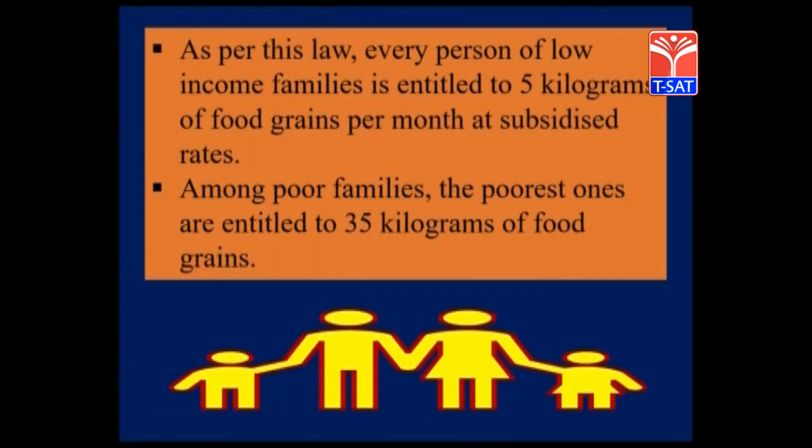It applies to approximately two-thirds of the total population of our country, India. Children, as per this law, every person of low income families is entitled to 5 kgs of food grains per month at subsidized rates, which means 5 kg per head. If there are 4 members, 4 members will get 5 kgs of food. In the sense, 4 into 5, 20 kgs of food per month. Among poor families, the poorest ones are entitled to 35 kgs of food grains. As they are the poorest of the poor, they will get 35 kgs of food grains.